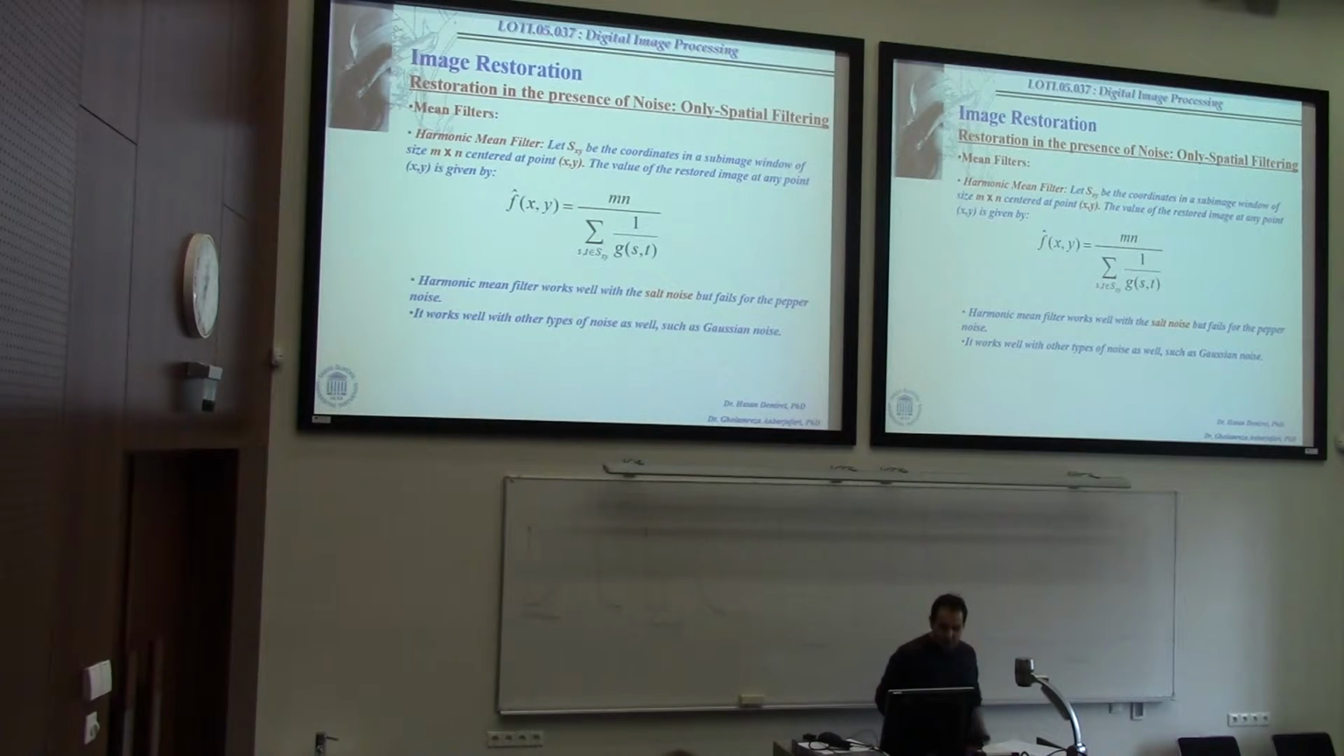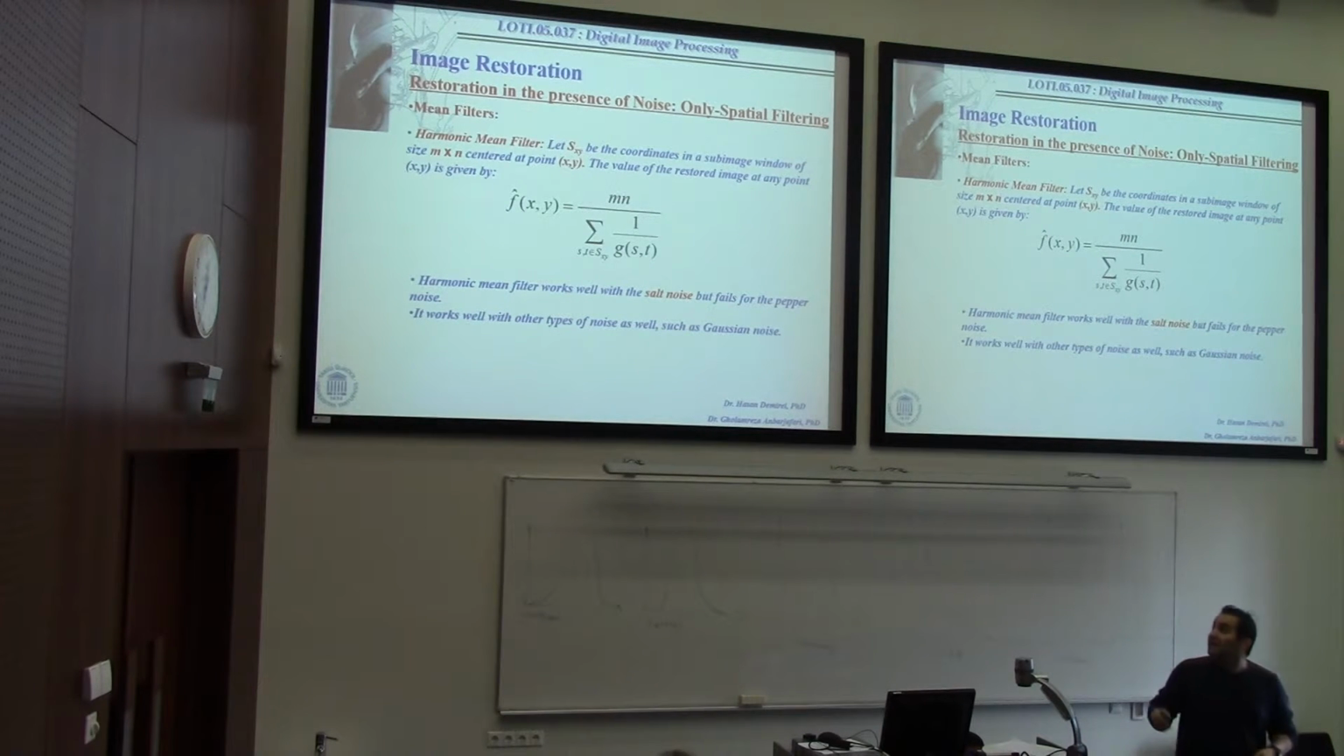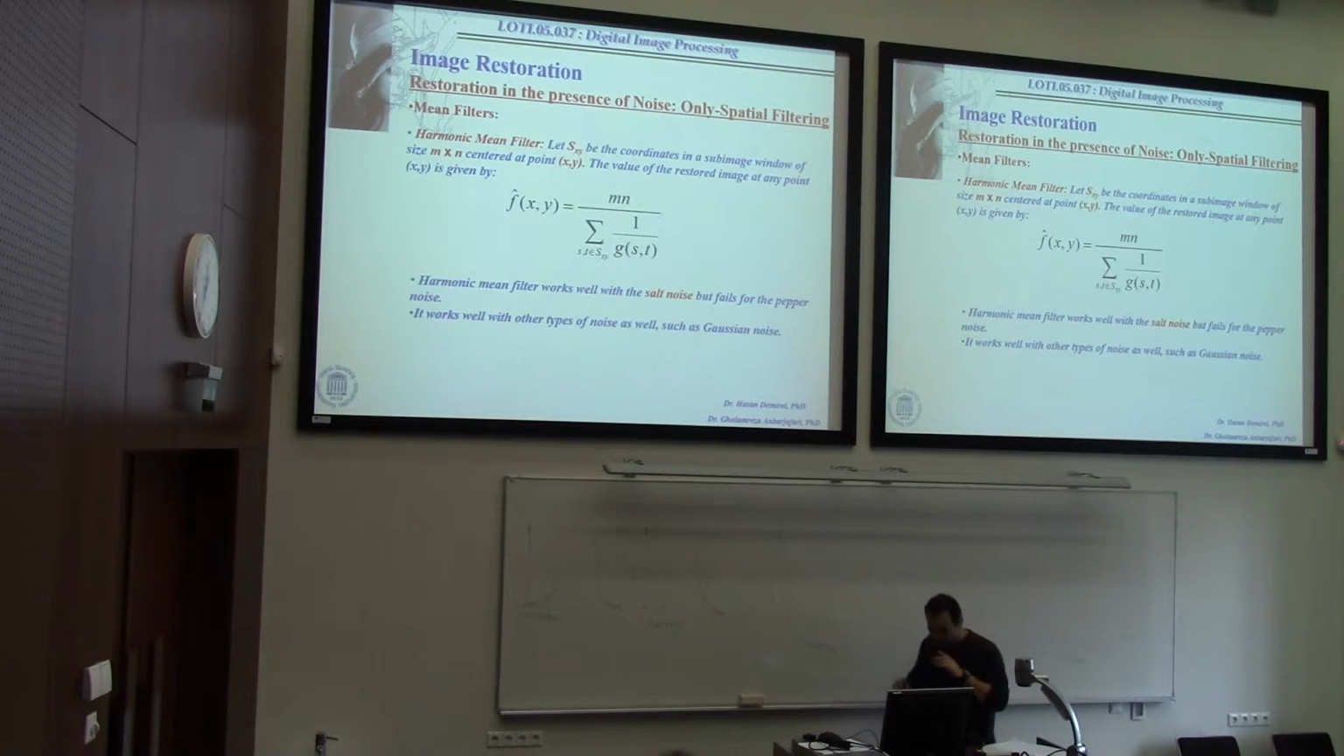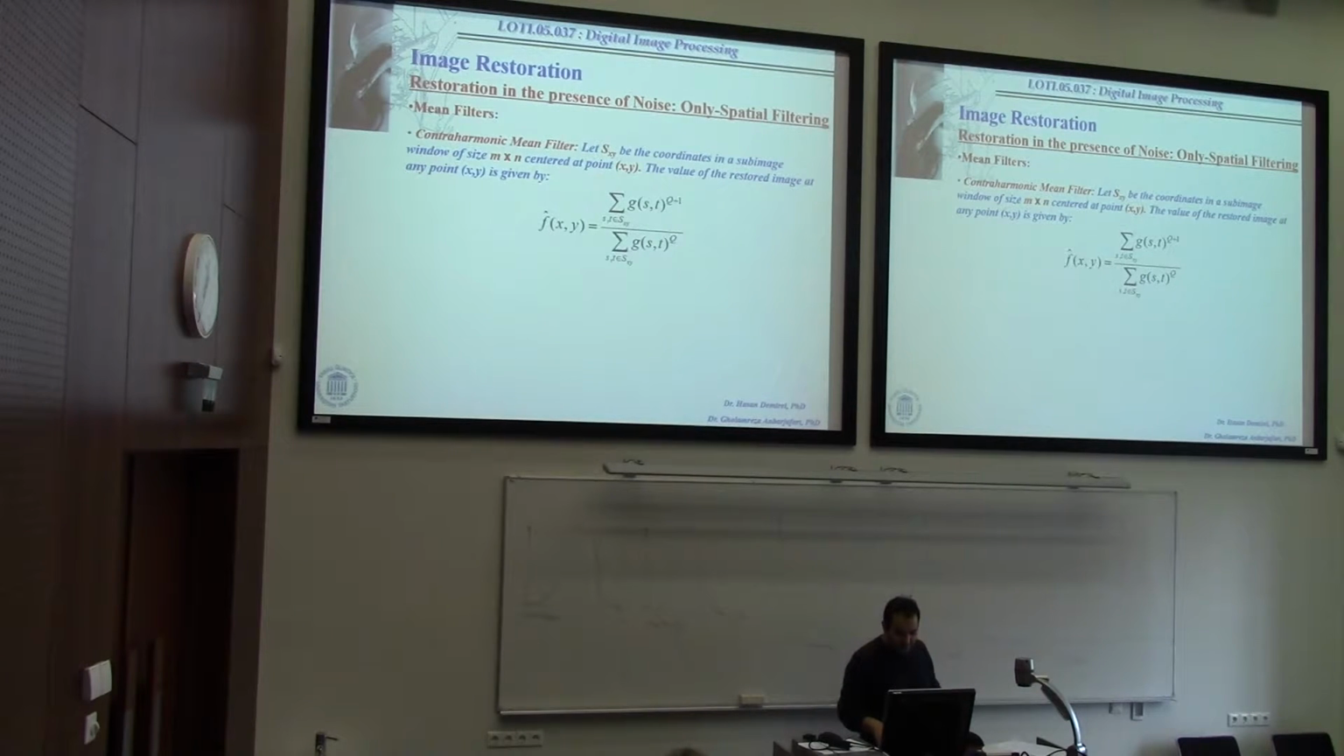And the next one is the harmonic mean filter that we use for noise reduction in the image. You can use this equation to restore the image, and also this filter works well for some noises such as Gaussian noise and some noises such as salt and pepper impulse noise.